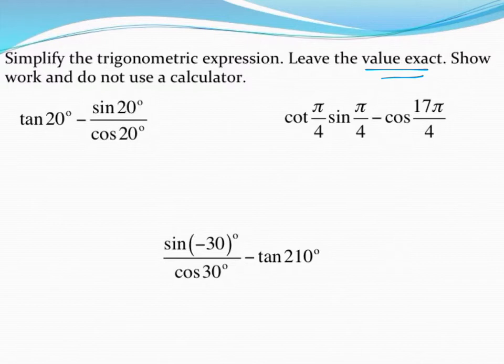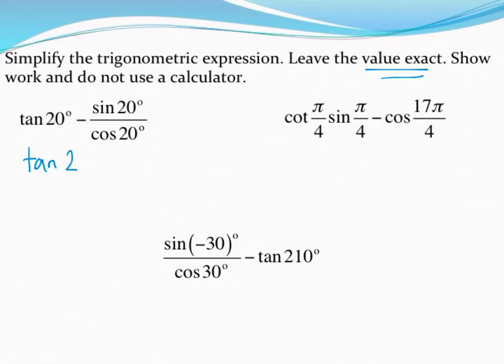So, for my first example, I noticed that everything has the same angle. Remember, that was key. If I don't have the same angle, I'll need to do something about that. Well, what I remember is that if I have a sine divided by a cosine, that's really the same thing as a tangent. And so I can go ahead and replace this piece of my expression with just tangent.